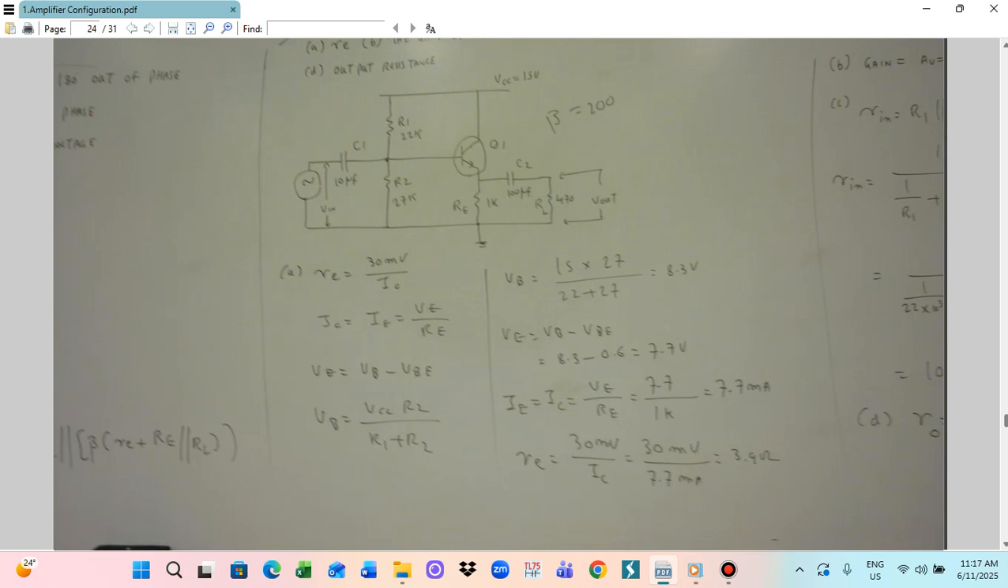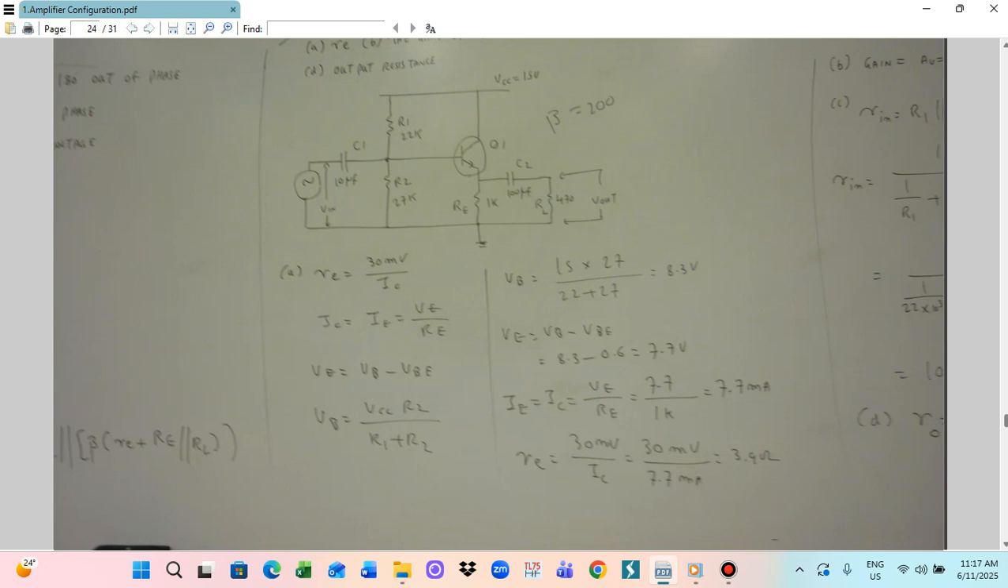And the B, the gain of the circuit. This is a CC amplifier, so the gain is 1. Gain AV is equal to 1. And the C, we also need to calculate the input resistance Rin. Rin is given by the formula R1 parallel R2 parallel beta times (re plus Re parallel RL). So those are the formulas.